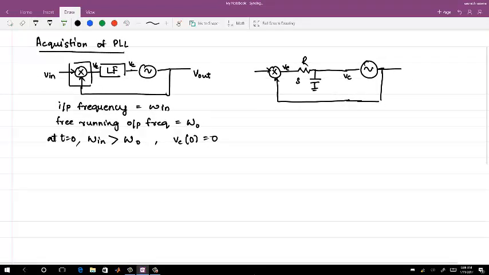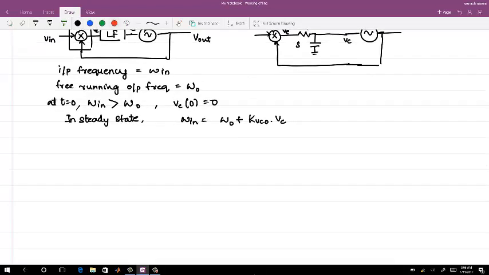And what we know is that in steady state, and this is from yesterday's lecture, your omega n is equal to omega 0 plus k VCO times VC, which is a DC voltage here. And the DC voltage VC is also equal to the average output of the phase error detector, because this is a low pass filter. But to begin with, it was 0. Okay. So let's see how it acquires the lock.